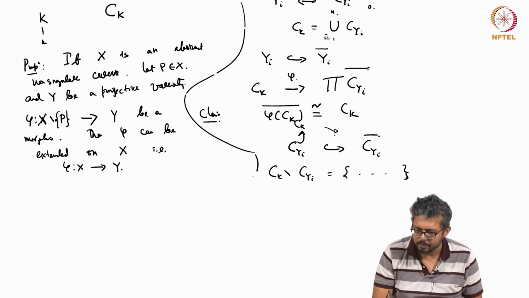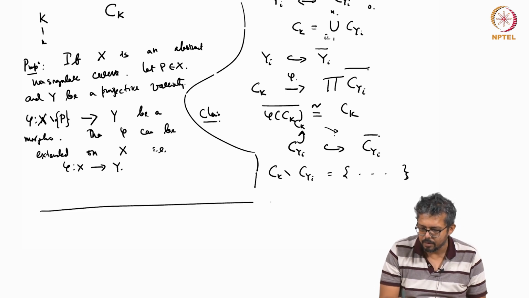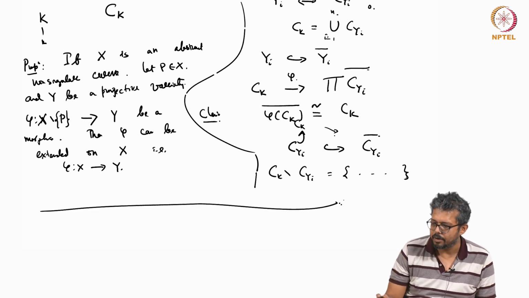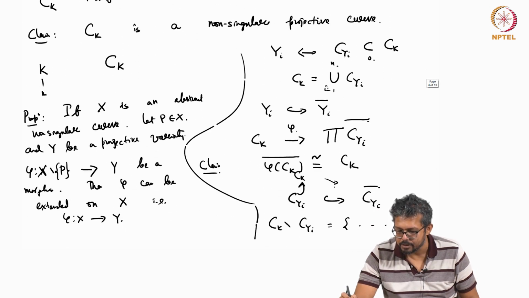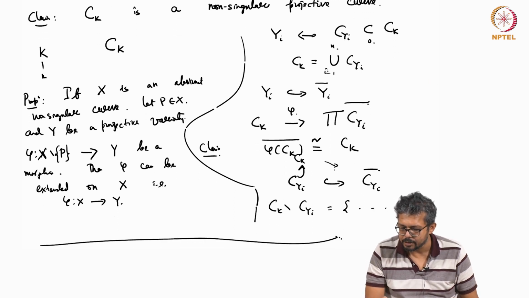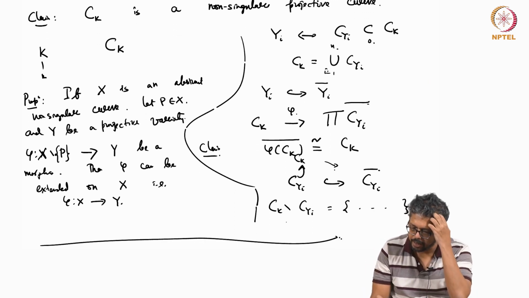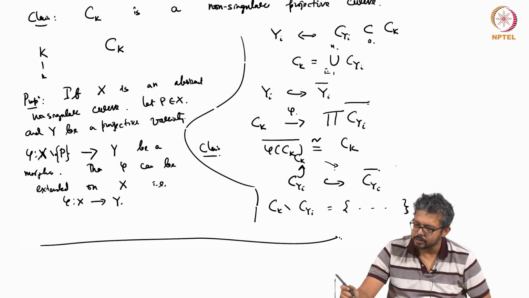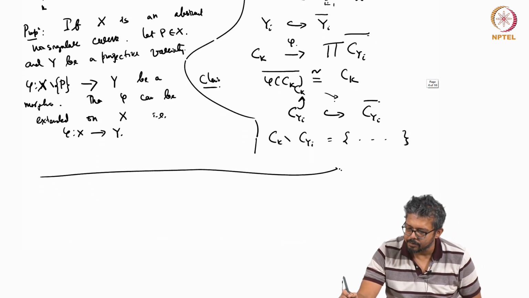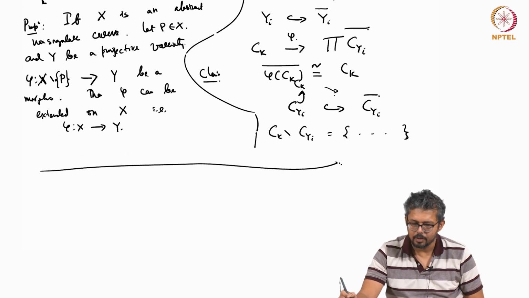This is the idea, right? And then you prove that the image of this Y is an isomorphism. You take this phi of Ck and take the closure. It is in some product of projective varieties, and this is isomorphic to Ck. So this is the very abstract way of proving.